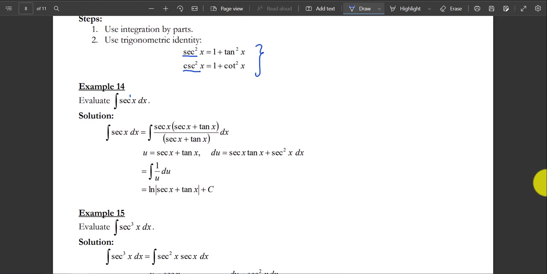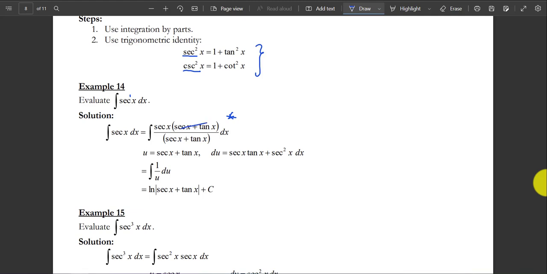Okay, so actually this is the only way to integrate secant x, by doing substitution of u equal to secant x plus tangent x. Look at the integration now. We purposely add secant x plus tangent x at the numerator and at the denominator for us to do the substitution.